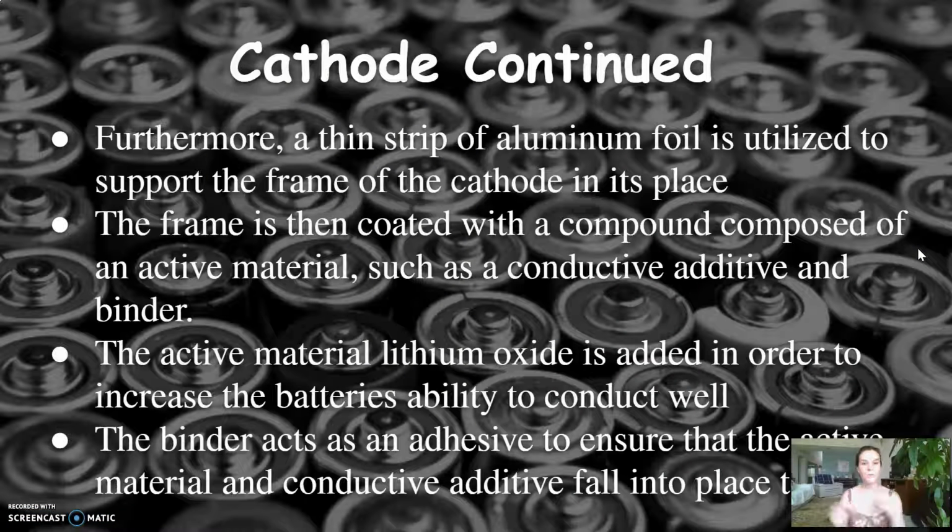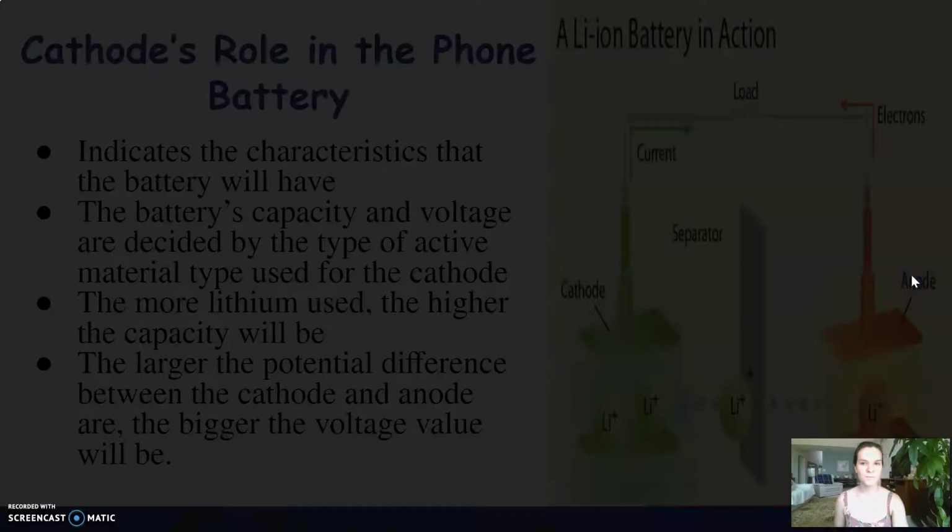There's also a thin strip of aluminum foil that is utilized to support the frame of the cathode in its place. The frame is then coated with a compound composed of an active material, a conductive additive, and a binder. The active material lithium oxide is added in order to increase the battery's ability to conduct well. Then the binder acts as an adhesive to ensure that the active material and conductive additive fall into place together.